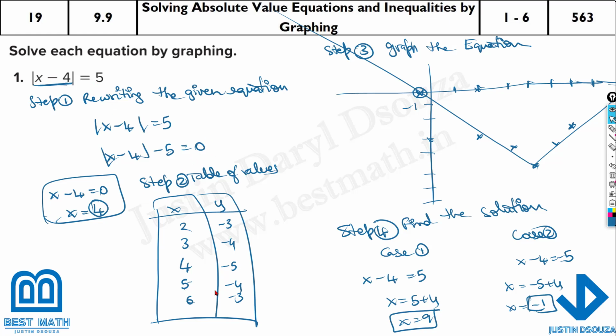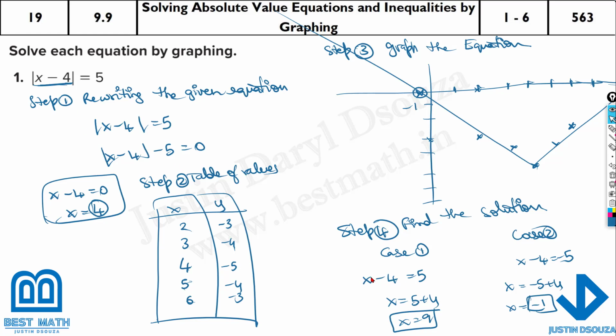Step 2 would be the table of values. Now you need to find the point at the center in the table of values, the x midpoint. The middle of the graph will be at 4. Why? Because x minus 4 is equal to 0 and x is equal to 4. Then you get the other values. Just 2 values less than that and more than that is enough. You get the table of values and draw an approximate graph. Then solve it. Find the solution.